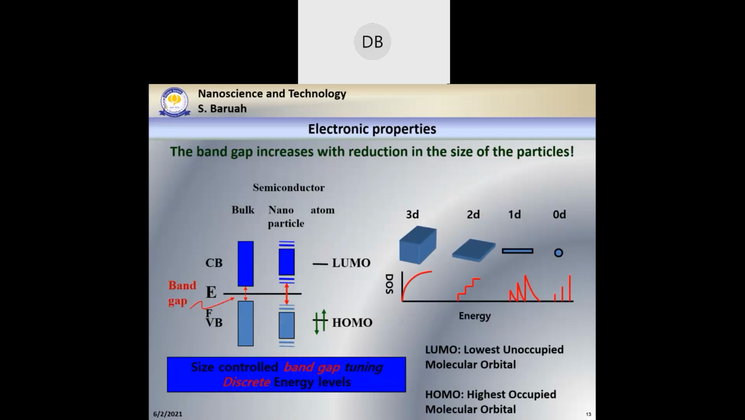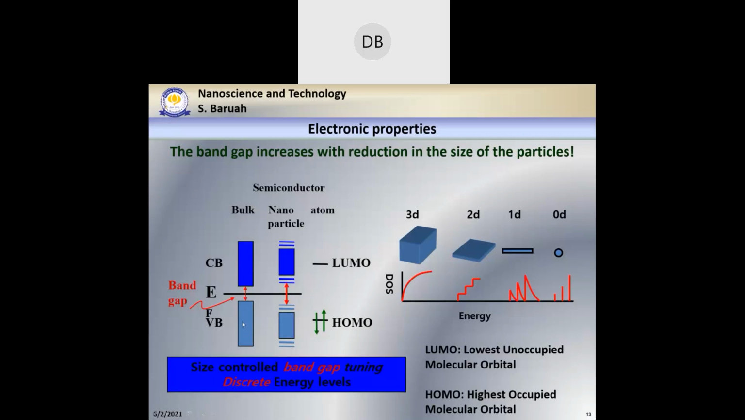So here, if you see this figure, it shows just a schematic diagram showing the energy levels. When we are talking about density of states, these are the energy levels. For a bulk material, this is the bulk material band. You see here, this is continuous. There is no break in the conduction band or the valence band. That means the electrons can be anywhere.